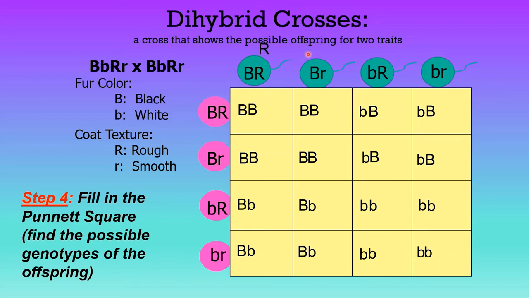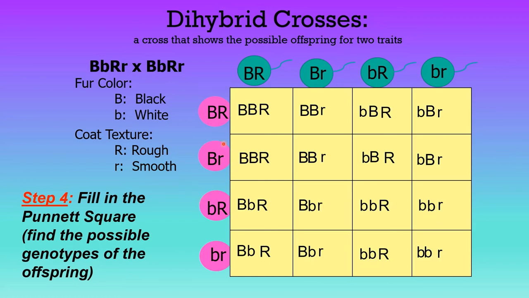Let's start from the father. So r down there, a big r, and all big r's down the column. Here we have a small r there, and all small r's down the column. Here we have a big r there, and we're gonna fill that in with all big r's down the column. And here we have a small r there, and all small r's down the column.